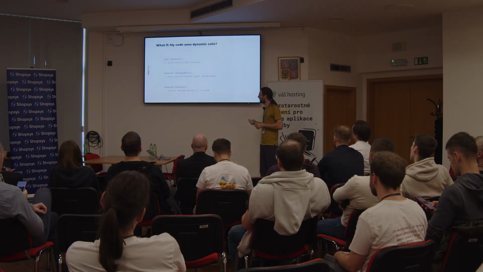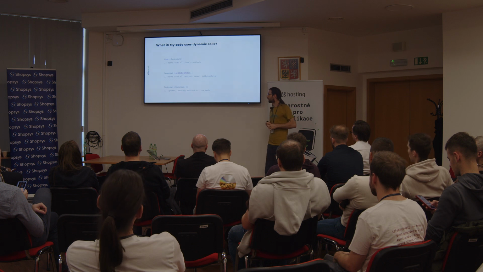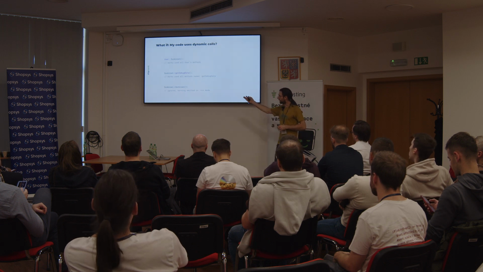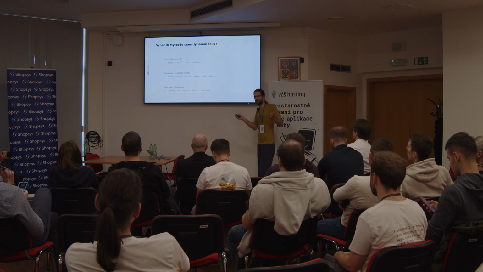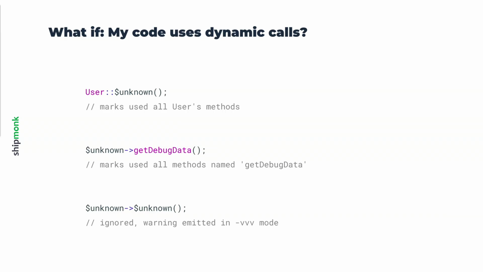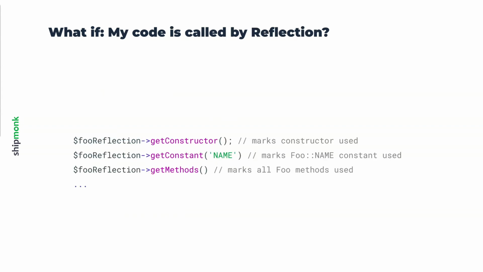And similarly, we can do it with an unknown caller. And obviously, if you would ever call unknown over unknown, then you don't need any dead code detection at all, because it would mark everything as used, so we just ignore it because it kind of breaks everything, but it emits some kind of warning in verbose mode. Reflection is another way to do magical calls that are kind of invisible, but it might be needed. So support for reflection is there too.